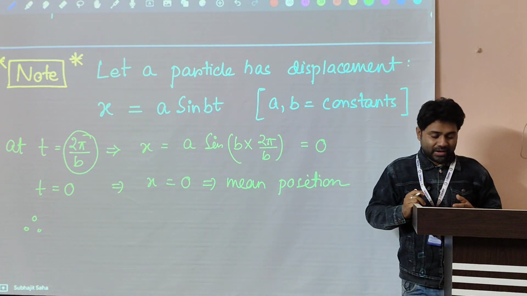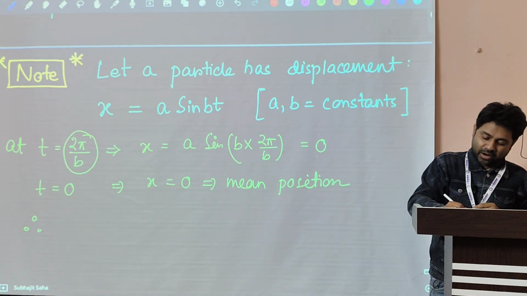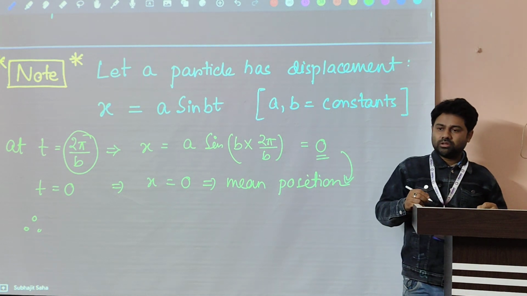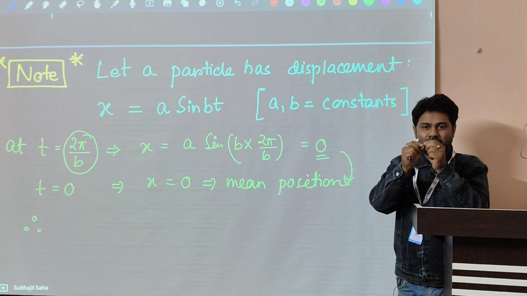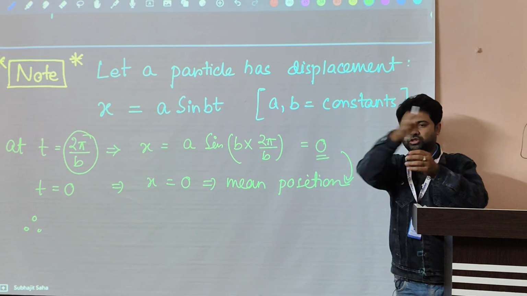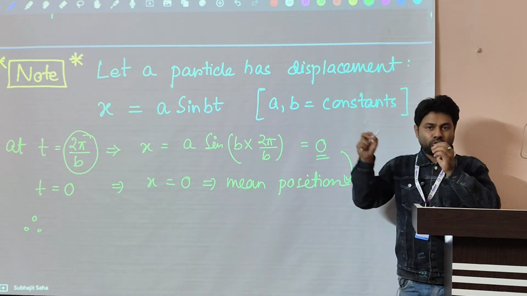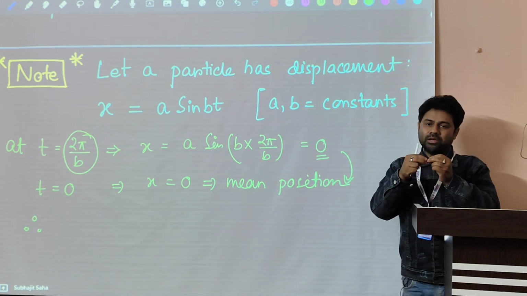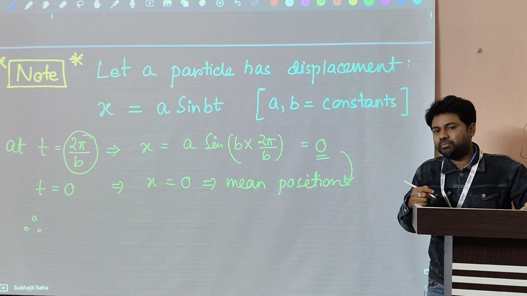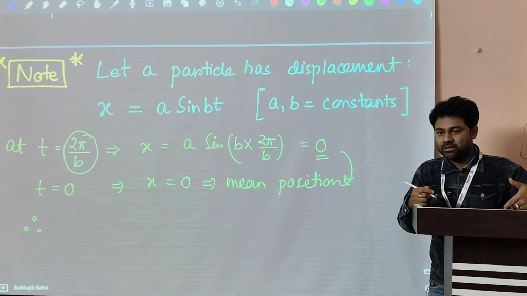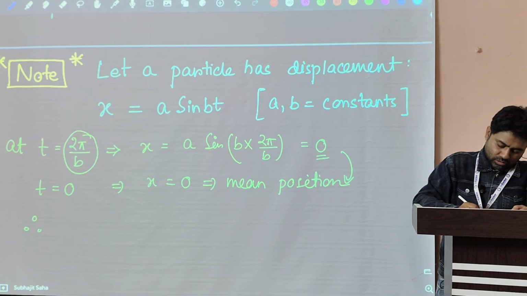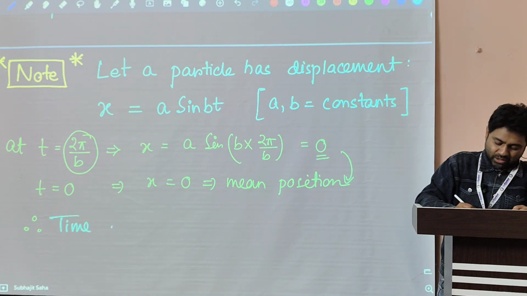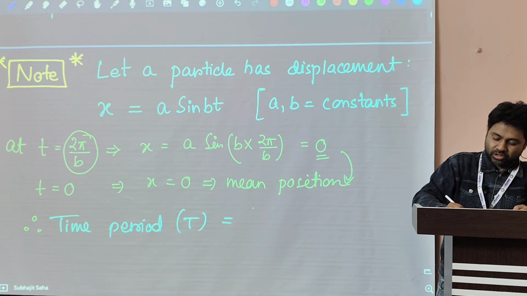At t equals 2π/b, the position is again 0. That means the particle is again at the mean position. So after every 2π/b of time interval, the particle comes back to the mean position. Meanwhile, it goes away from the mean position somewhere, I don't know. But after the interval of 2π/b, it again comes back to the mean position. So the time period, capital T, of its motion is 2π/b.